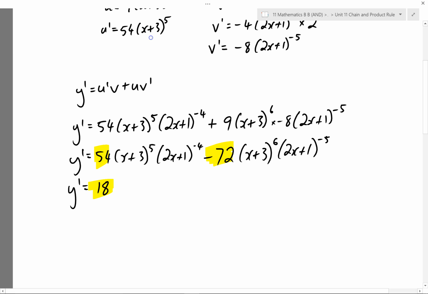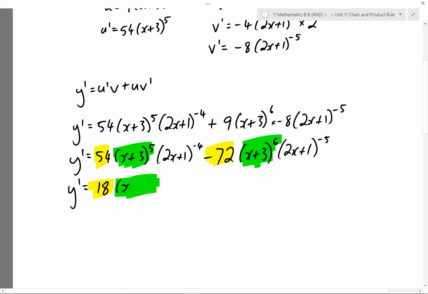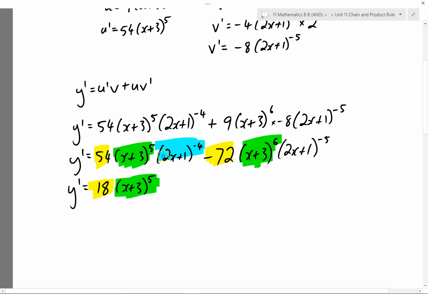Now I'll look at my other terms. I've got (x+3)s. Again, I'm going to choose the lowest power of these, so that'll be the power 5. And then finally I've got (2x+1)s. In here I'm going to choose the lowest power of these, which is minus 5. Hopefully you're whispering minus 5. Yeah, that's the lowest.